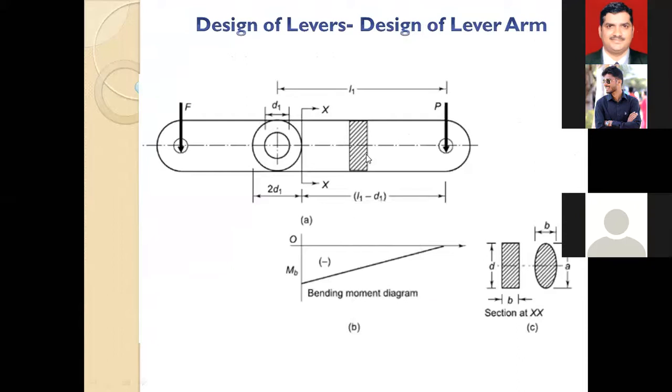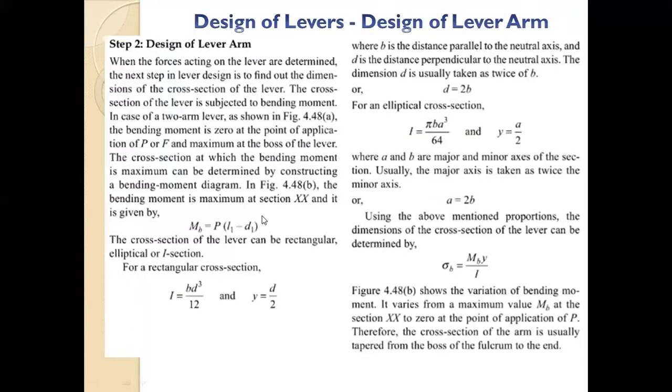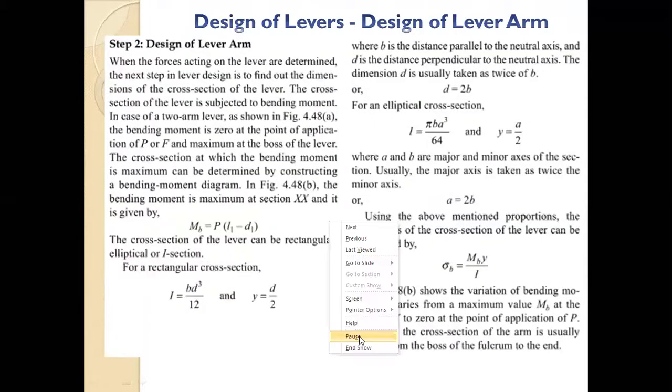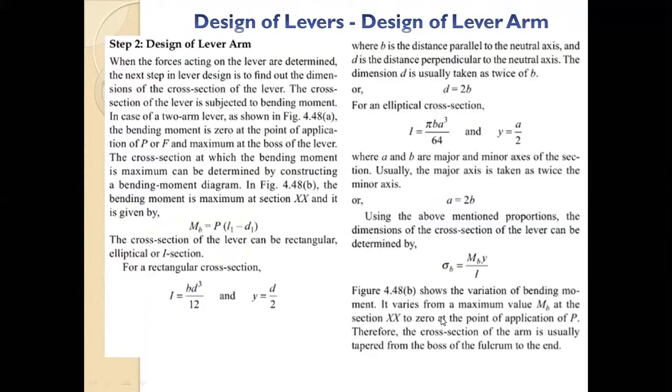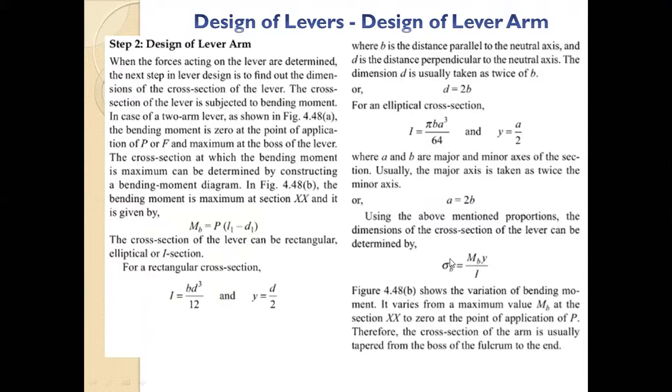In that, we have to design the cross section, and it may be rectangular, elliptical or circular, and I have given you formulas for that. This is the design of the lever arm. It is BD cube by 12 if it is a rectangular cross section, in which case Y will be D by 2. If it is elliptical, it is pi by 64 BA cube. If it is circular, pi by 64 D raised to 4. Using sigma B equals MB upon I into Y, we will calculate the dimensions of the cross section of the lever arm.